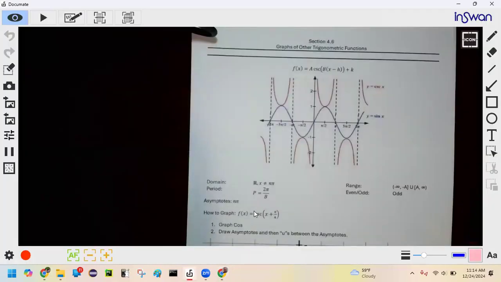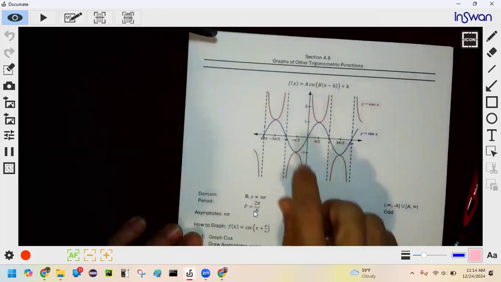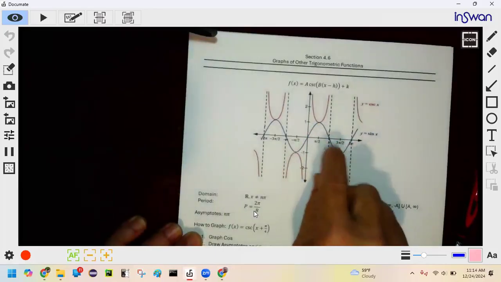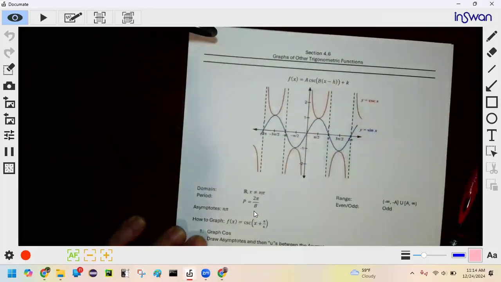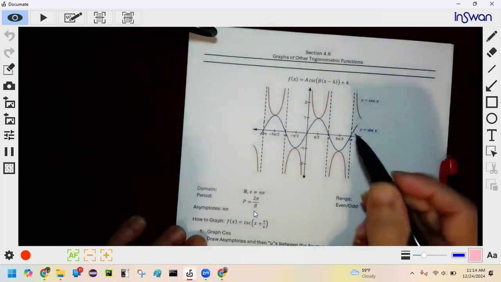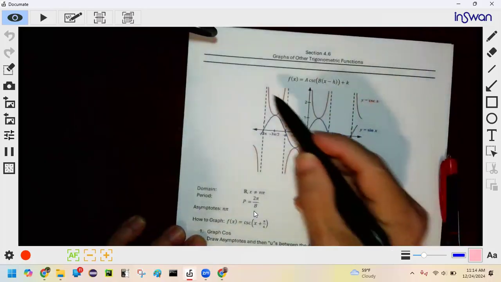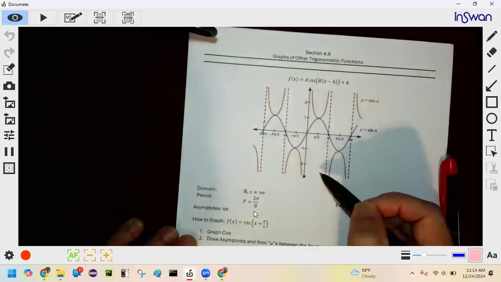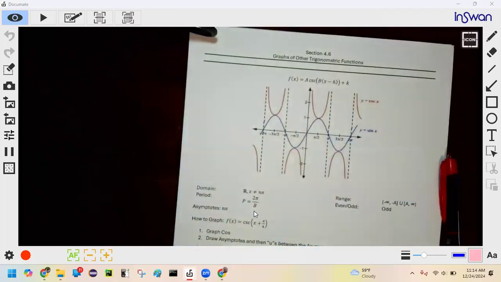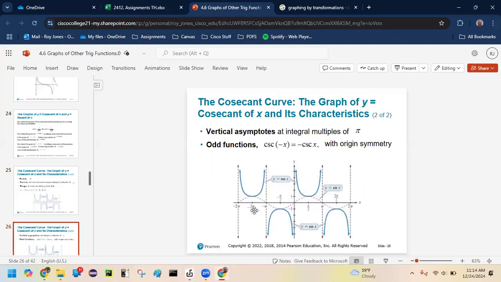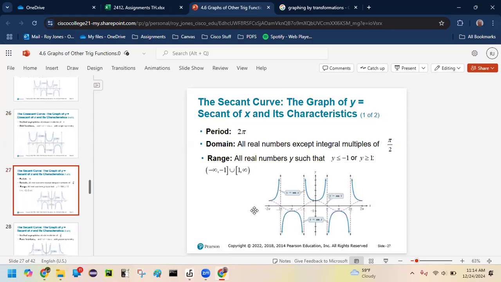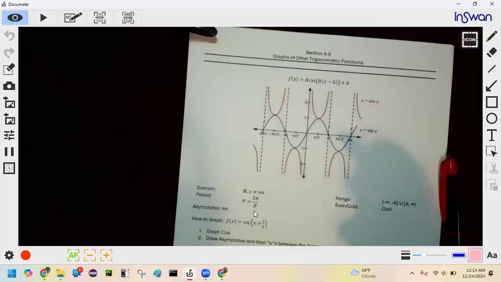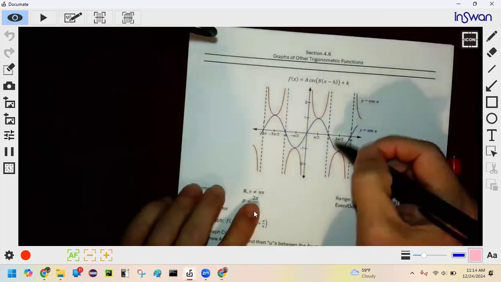So we look at our notes. We've got the same thing going on right here. This is the sine graph in blue. It's not actually part of the cosecant graph. You just use it to build the cosecant graph. The cosecant graph is the red U's. The things we know: the period's 2 pi. Domain is all real numbers except for integer multiples of pi.